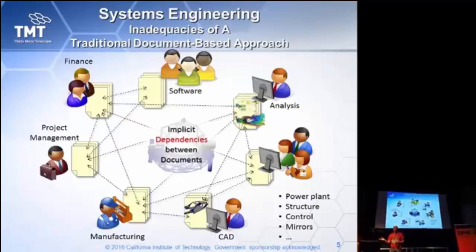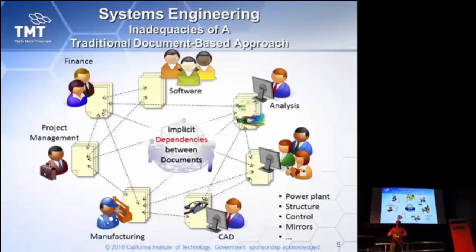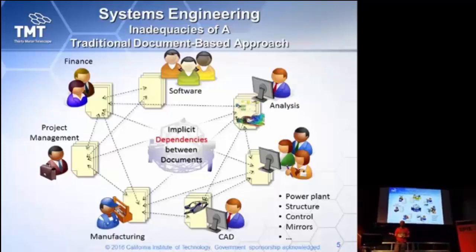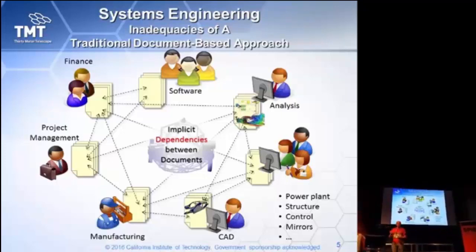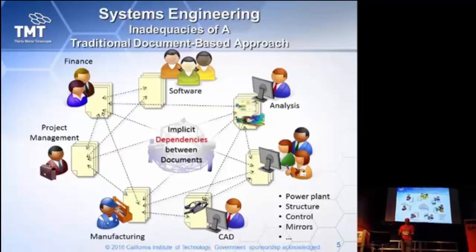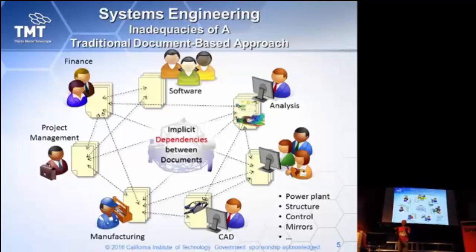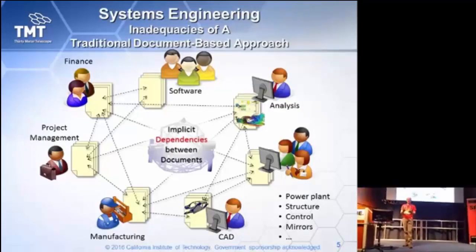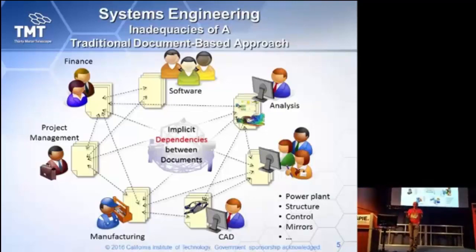The typical problem is that you have a lot of people that produce a lot of information, which is often captured in documents, and you have a lot of implicit dependencies between these documents. When you look at two documents, you have two numbers, and you wonder, are these the same numbers? Are these numbers produced with the same tool, with which version of the tool, with which version of the model, with which version of the data? Have they been verified? What are these numbers? That happens very often.